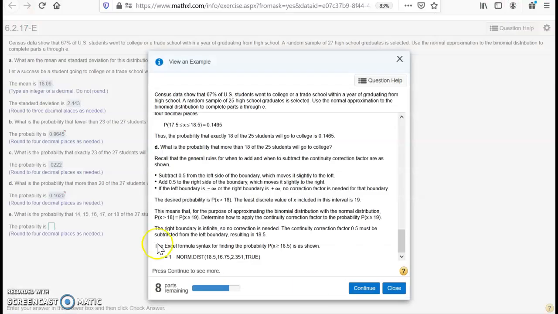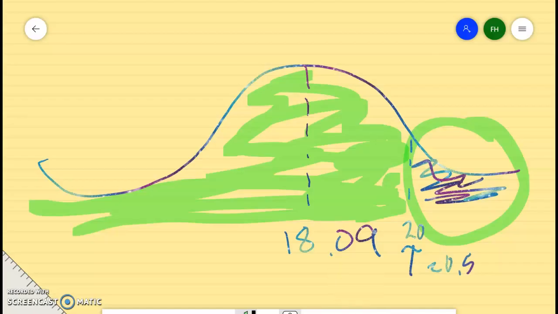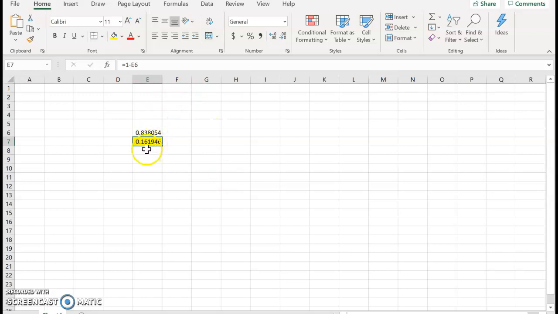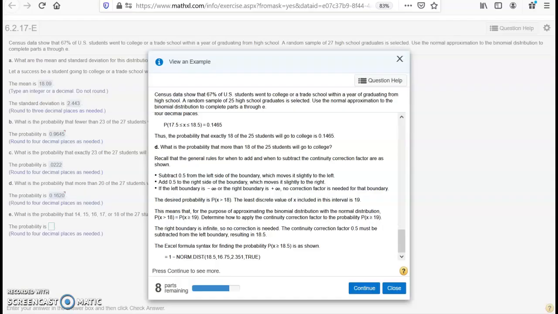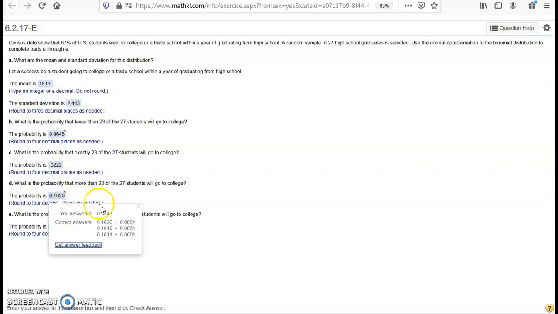Now, I believe we need to round to 4 decimal places. So if you were to round this to 4 decimal places, 0.1619 would be your answer. Now, I know it says 0.1620 is the answer, but if you click on this, it gives you a little leeway here. These are all the correct answers. So my answer of 0.1619 would be marked as correct.